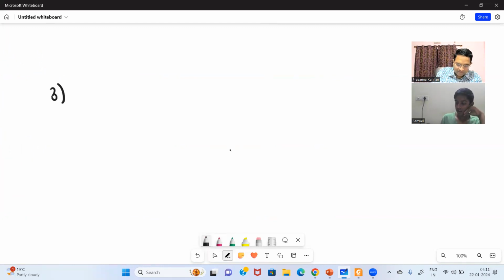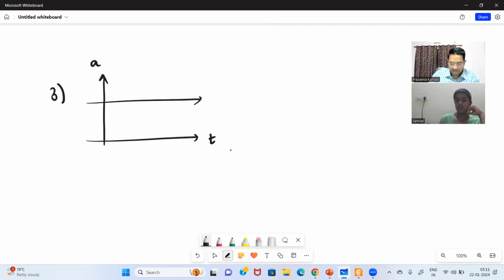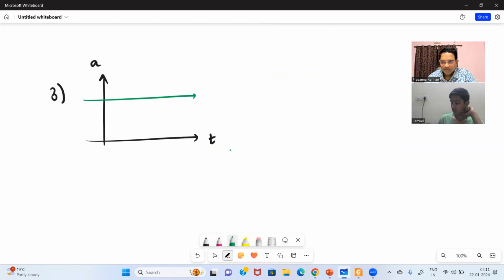Okay, what was the third graph? Acceleration time graph. Straight line parallel to x-axis. Like this, right? Yes, sir. Yeah, tell me now. What is this motion and why? So the object is moving with constant acceleration. Very good.